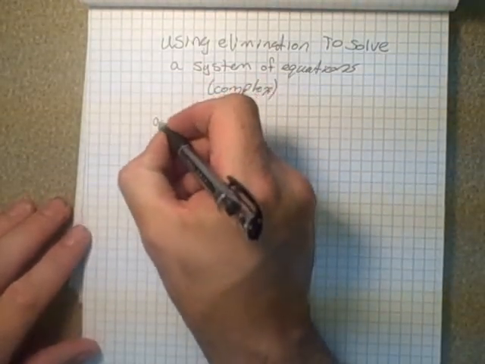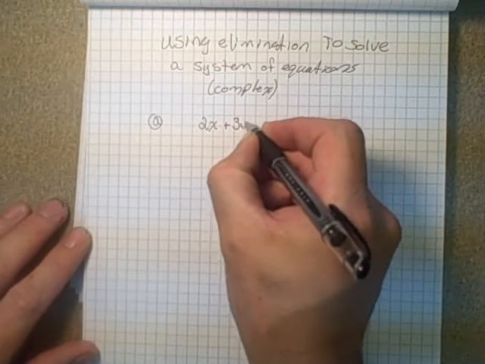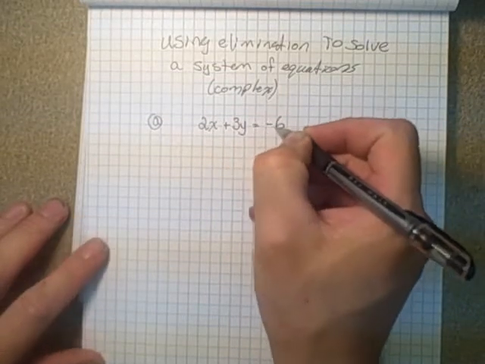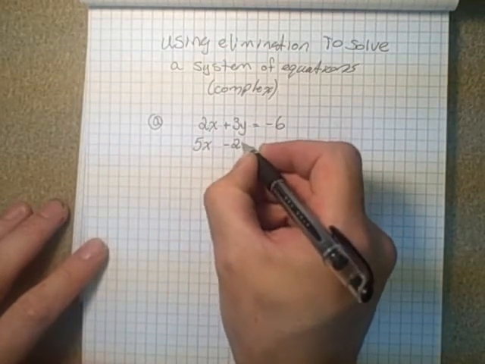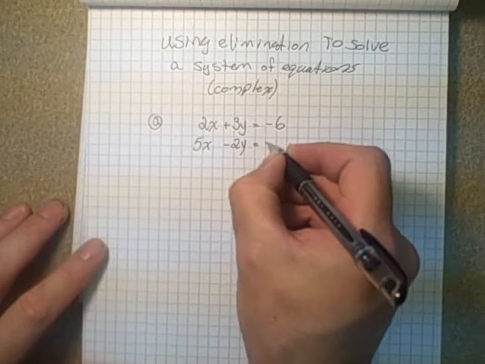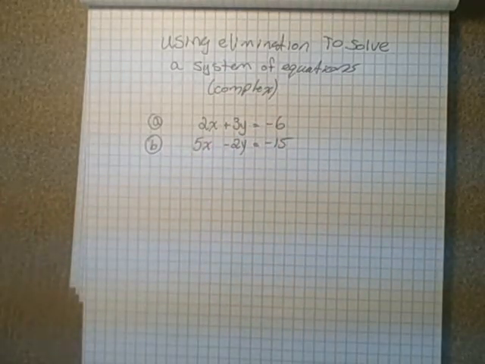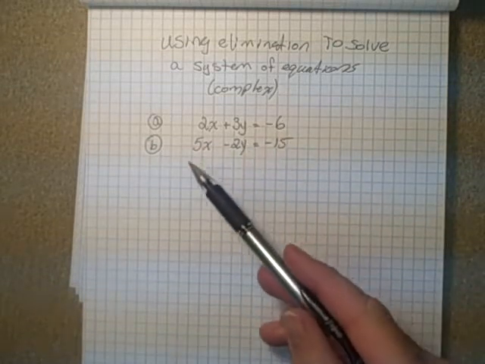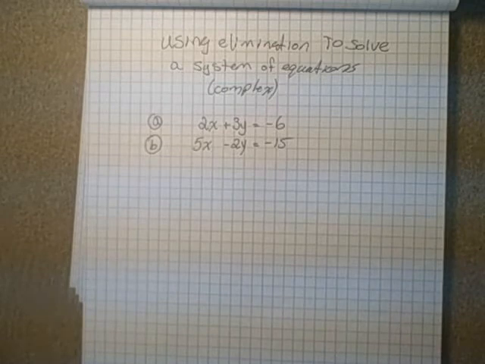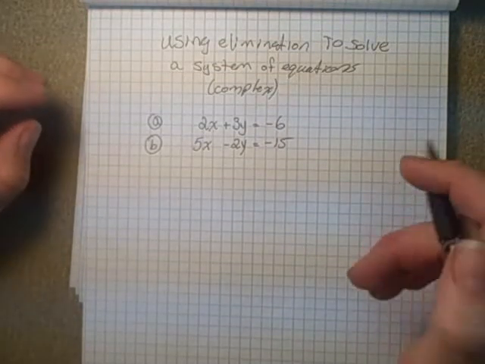So let's say we had 2x plus 3y is equal to negative 6. And also I had 5x minus 2y is equal to negative 15 for my second equation. So I wanted to show you an example where, well, not always can you multiply by a nice round number, because sometimes the linear equations will have coefficients in front of both the x and y in both of the equations. In that case, you have to just multiply both equations by their counterparts.